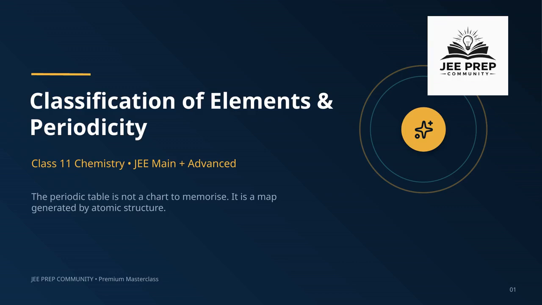For eka aluminium, he predicted an atomic mass of 68 and a density of 5.9 grams per cubic centimeter. Gallium was later discovered with an atomic mass close to 70 and a density of 5.94. For eka silicon, he predicted an atomic mass of 72. Germanium was later found with an atomic mass of 72.6. These successes showed that a good classification system could predict nature, not merely arrange known facts.